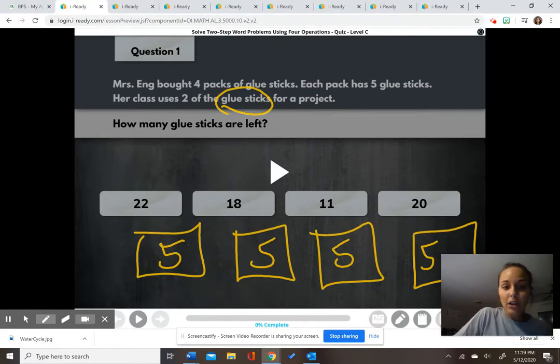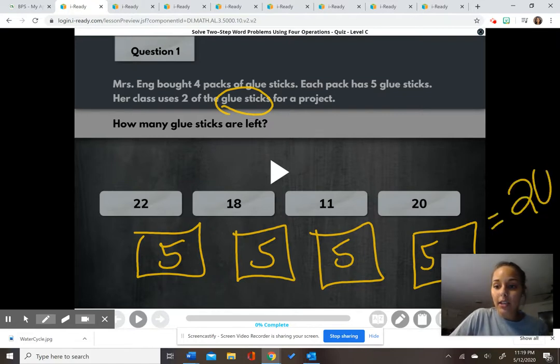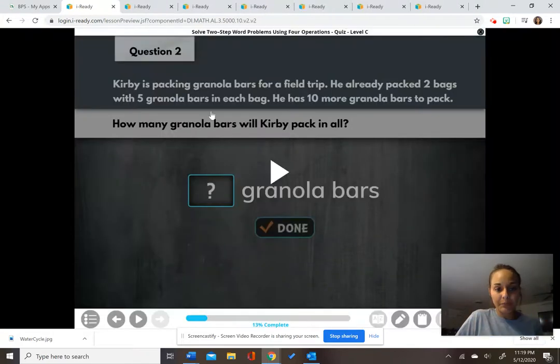So how many did I start with? I can't figure out how many I'm left with until I know what I started with. 4 packs here, 20. And then she used 2. So if she used them, they're no longer able to be counted as leftover. So you'll need to subtract however many they used. Okay, so the biggest thing here is figuring out what you start with, like the big picture, and then figure out the little steps that come after that. So I'm going to X out of that question. That one's pretty simple.